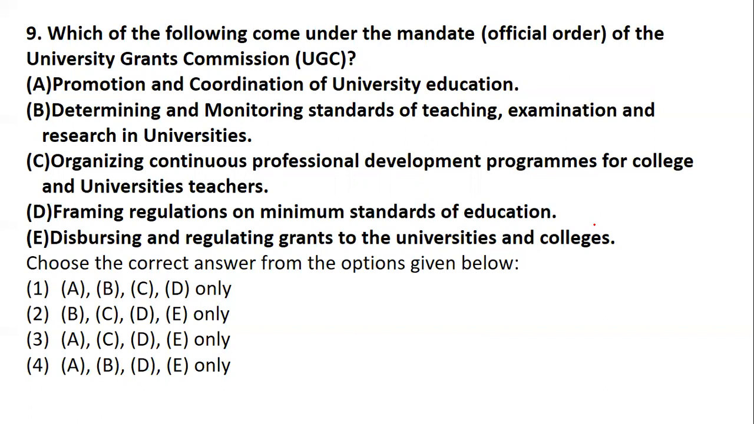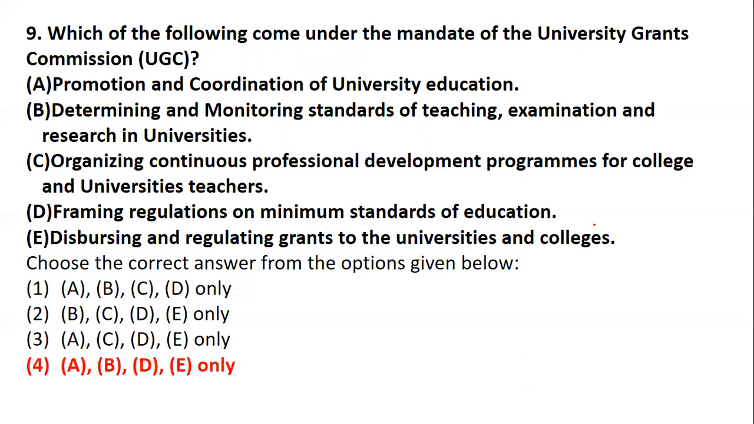So these are the given options which come under the mandate. You have to list which of them come under the mandate, whether it is option A, B, C, D, E as per the given codes. So let's see which are the mandates under UGC. When we talk about the mandates, it means the official orders of UGC.